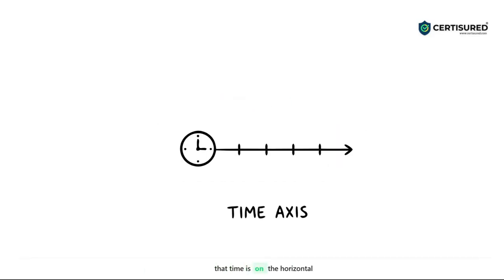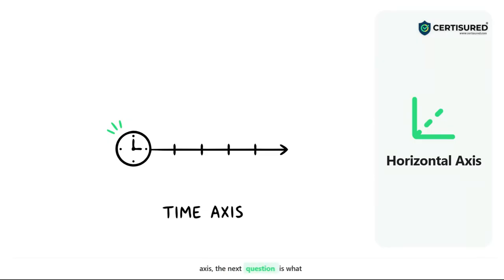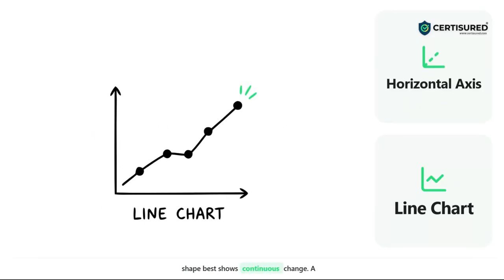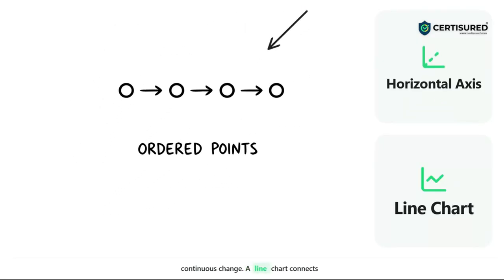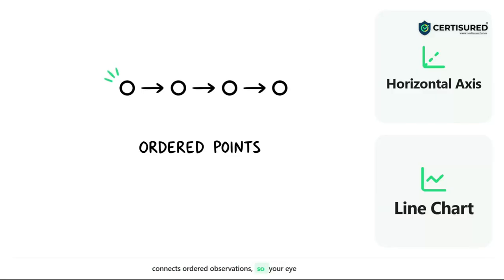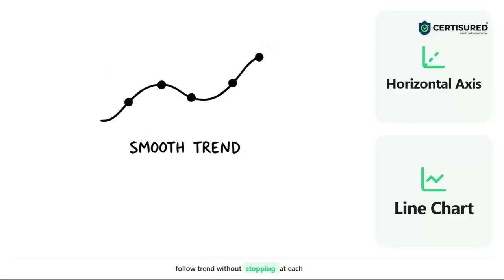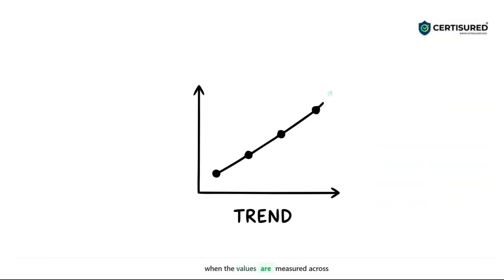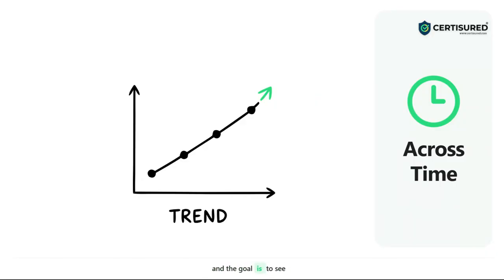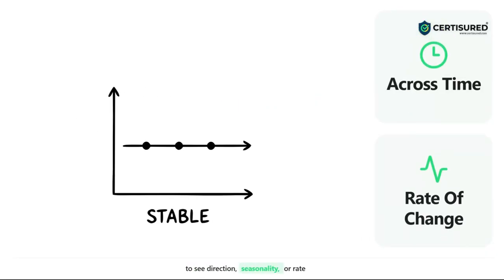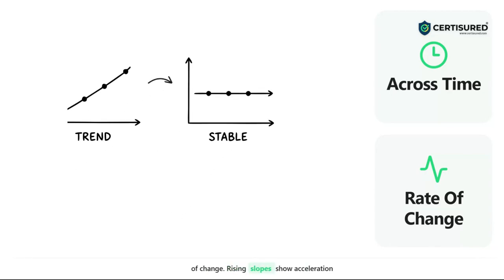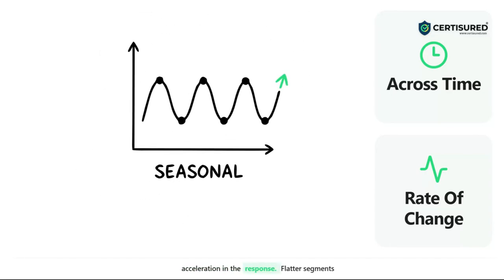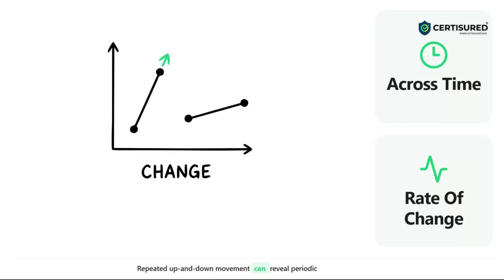Now that time is on the horizontal axis, the next question is what shape best shows continuous change? A line chart connects ordered observations, so your eye can follow trend without stopping at each point, as if it were isolated. Use it when the values are measured across time, and the goal is to see direction, seasonality, or rate of change. Rising slopes show acceleration in the response. Flatter segments show stability. Repeated up and down movement can reveal periodic behavior.